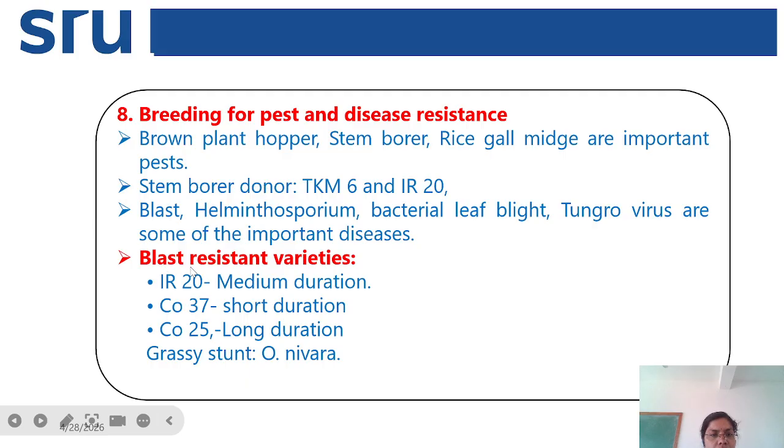For disease, that is blast resistance genes, we have different donors. That is IR20, a medium duration, 437, a short duration, and 425, a long duration. And for grassy stunt virus, we have the donor from Oryza nivara. So this is about breeding for pest and disease resistance. These are the eight important breeding objectives in case of rice.